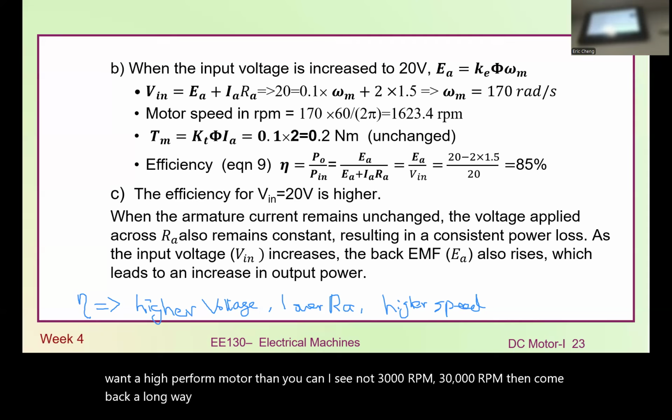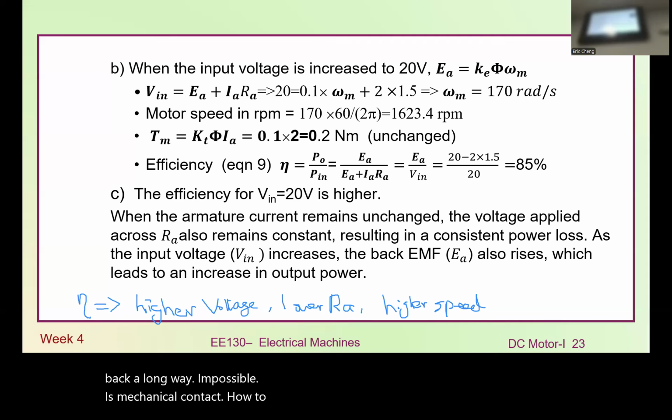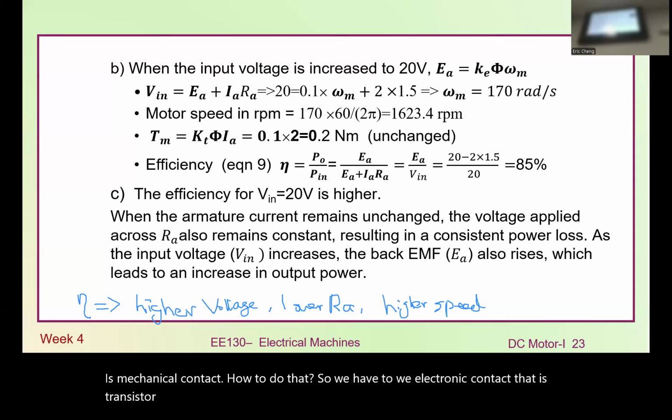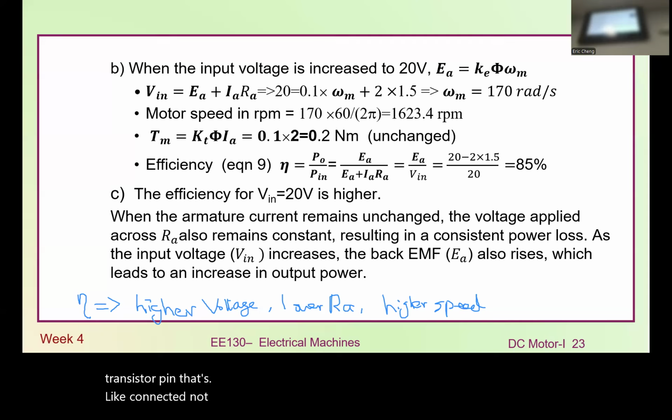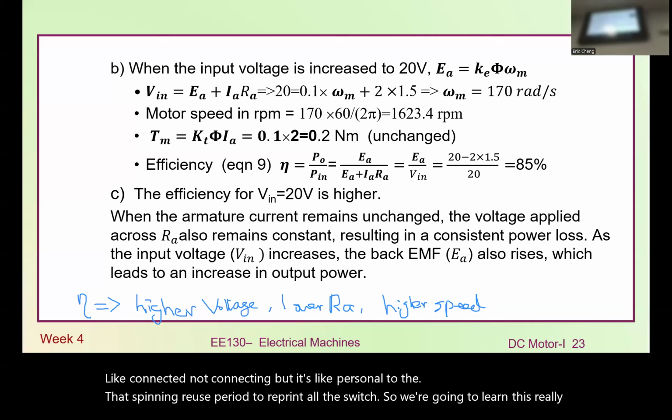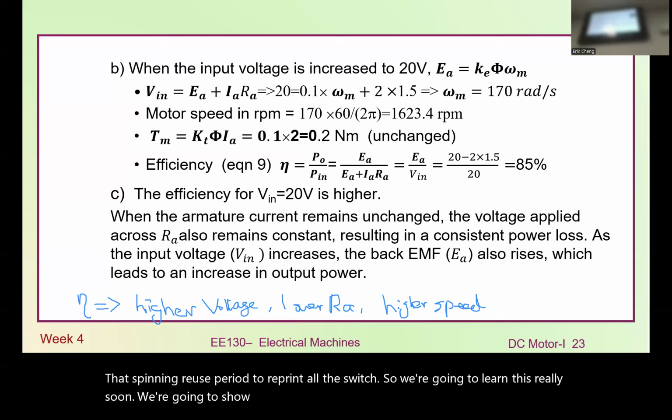It's a mechanical contact. We have two electrical contacts, like two pins that brush onto the spinning part. We're going to learn this really soon, and show you this brushless motor.